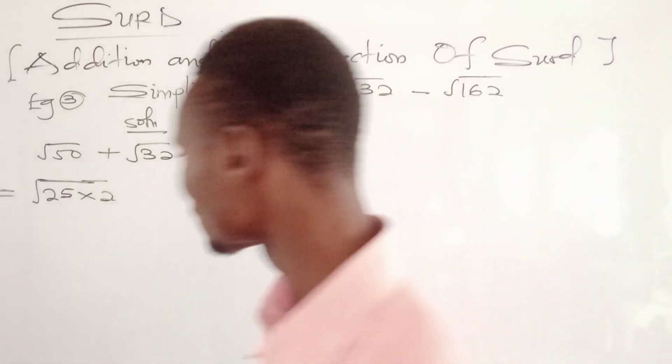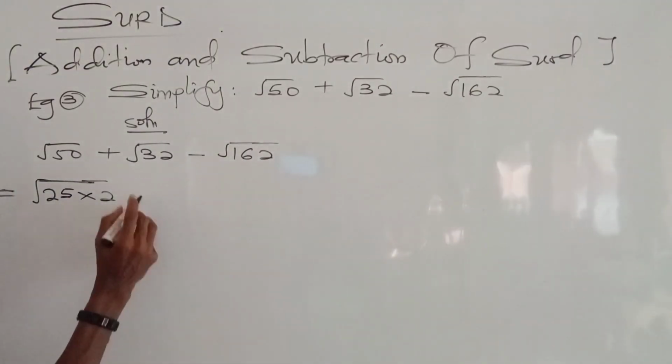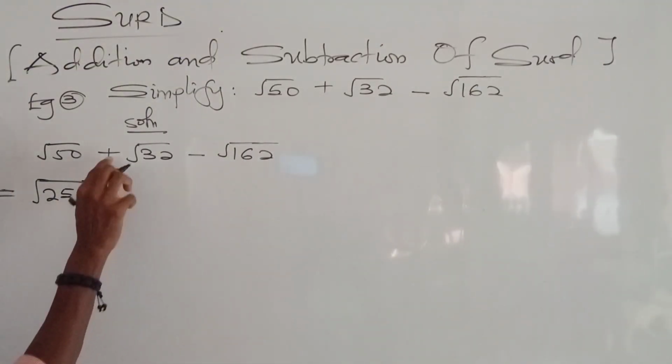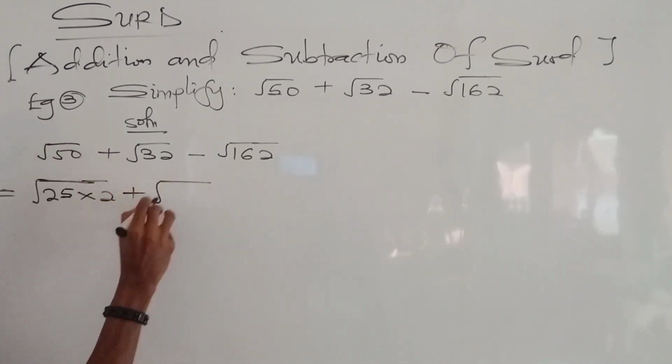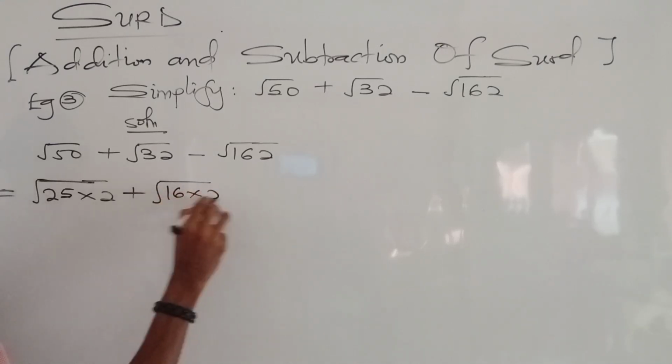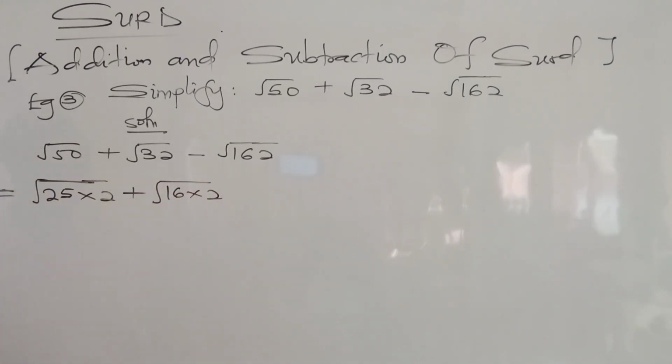I'm going to bring my addition sign, which is here. Just repeat your addition sign, then bring your square root, then the 32, you replace it with 16 times 2. I hope you agree with me up to this point.